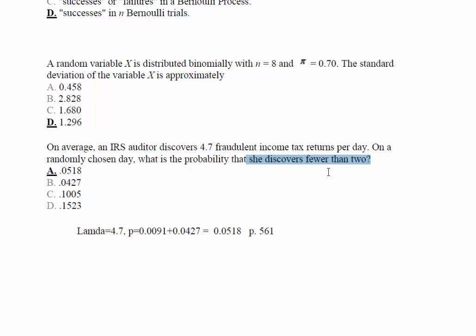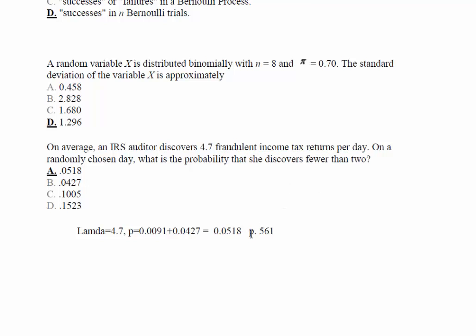What do you mean by fewer than 2? Think about fewer than 2. If she discovers 0 bad returns, fraudulent returns, that's fewer than 2. If she discovers 1, that's fewer than 2. And if she discovers 2, that's not fewer than 2. So basically, that's the probability that she discovers 0 fraudulent returns or 1 fraudulent return.